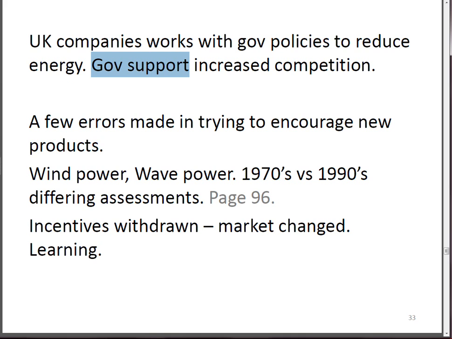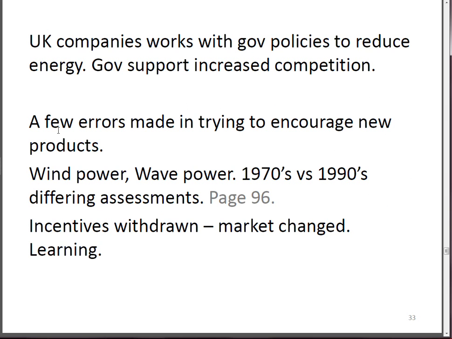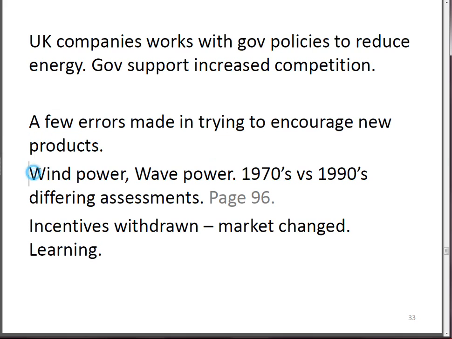Now we're still considering learning the user need in this case. So now I should say that there were a few errors that were made. There were policies coming up from companies, products were introduced, tax credit were introduced, but there were a few errors made trying to encourage this new product. For example, the research into wind power and wave power.